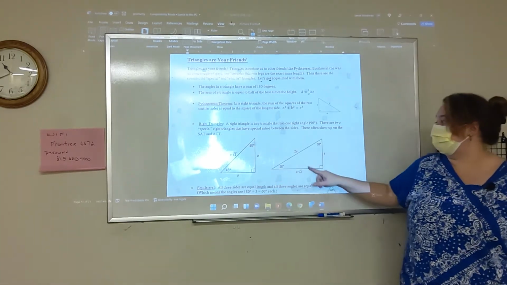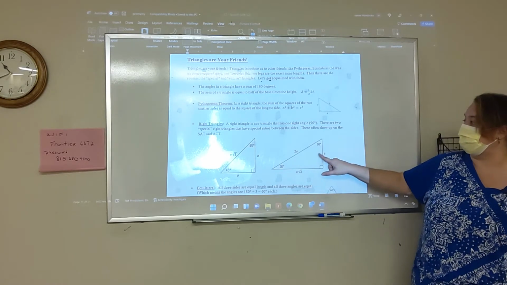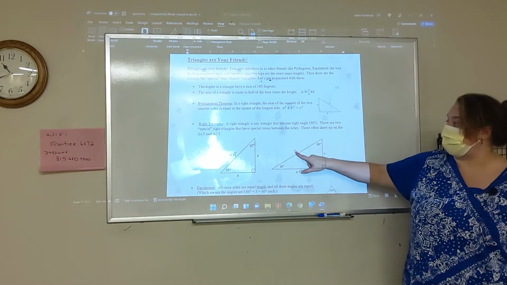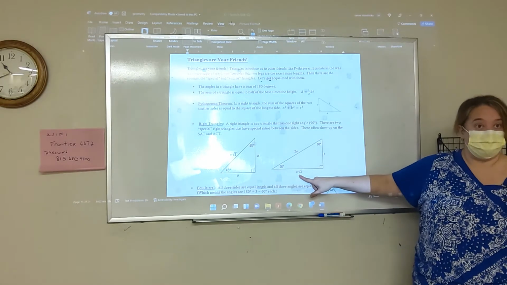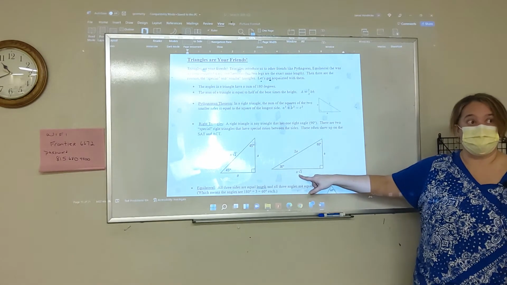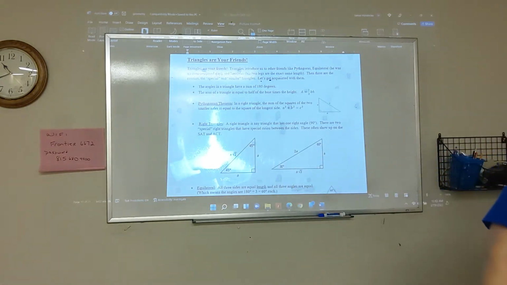Your 30-60-90, your little guy A is across from your 30-degree angle. So across from the 30 is your little guy A. Your hypotenuse is 2 times the little guy. And that leaves your third side to be the ugly A root 3. I'm going to say it to you that way over and over and over, and hopefully that'll help it stick in your brain. I will show you an easy way to apply these when we get to those problems.